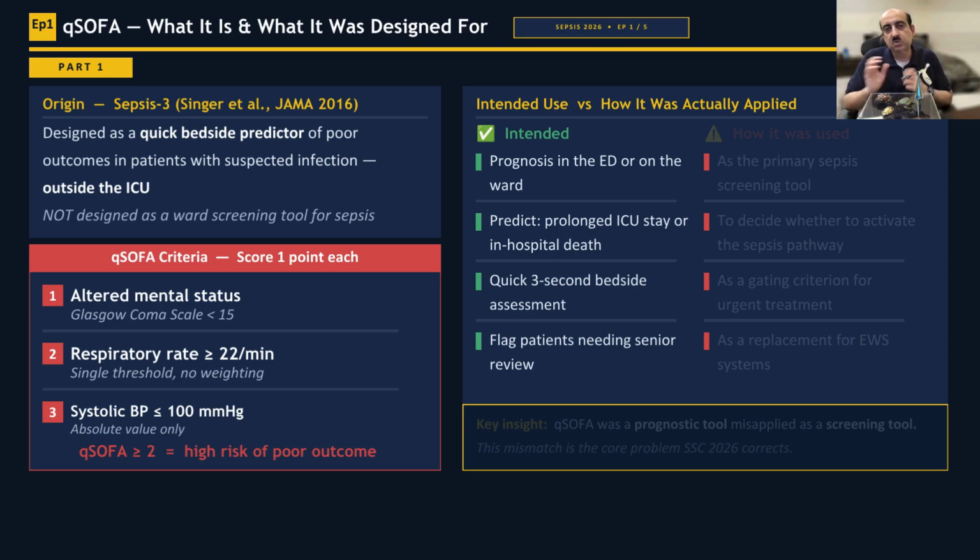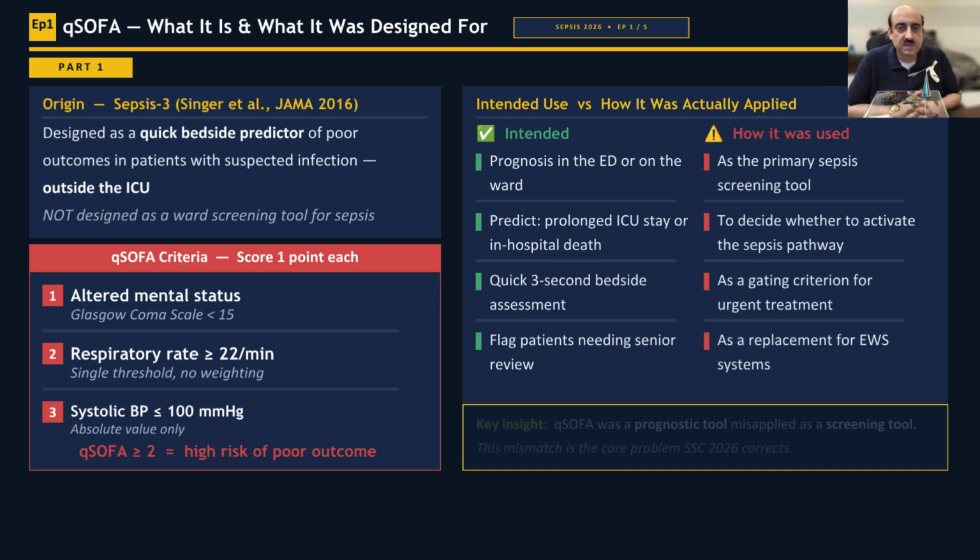And the main purpose of qSOFA was to flag those patients for a senior clinician review rather than using it as a screening tool, which ultimately, unfortunately, happened. Instead of the intended use, people started using it as a primary sepsis screening tool, which it was not meant to do. And also, they started using it to activate the sepsis pathway, which it was not meant to do. And it was used as a gating criterion for urgent treatment. Anybody with a qSOFA of 2 or above should need immediate treatment. That was not its initial intention.